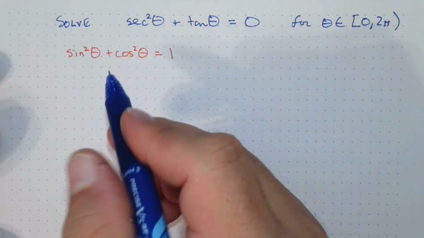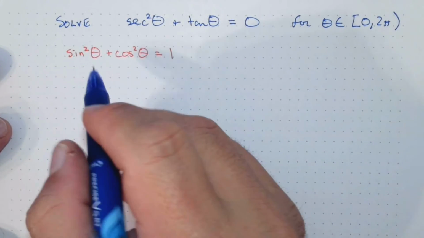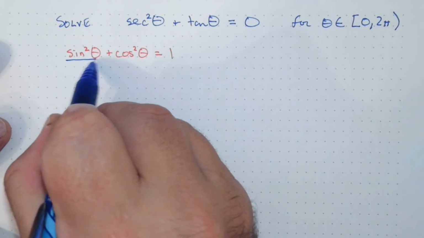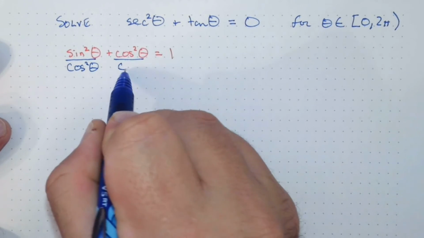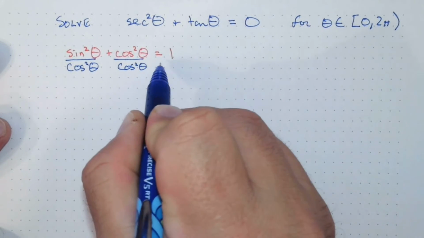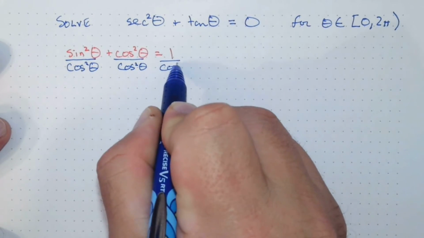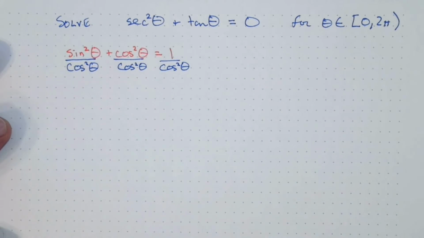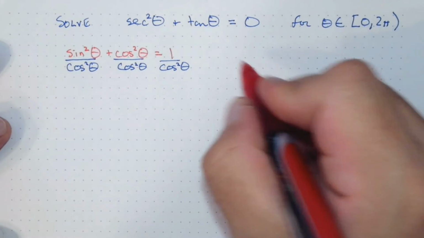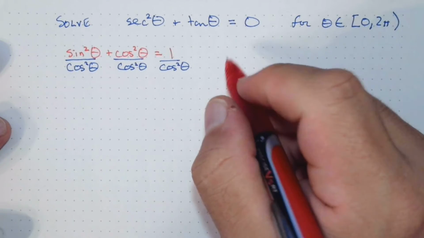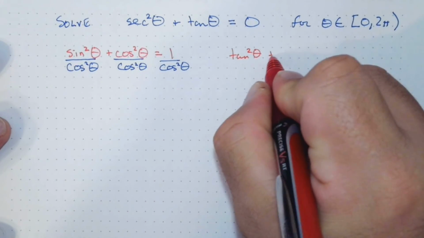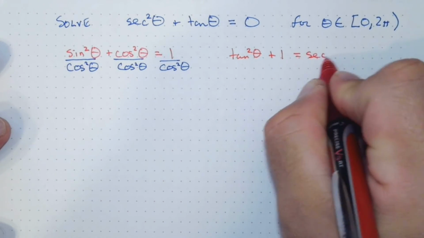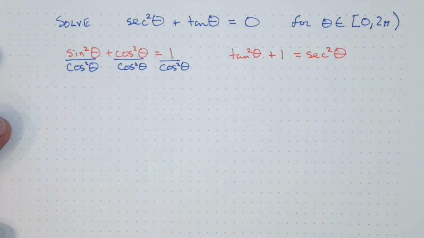Now look at what happens if I divide every term by cosine squared of theta. What that does is it provides me with another Pythagorean identity, which is that the tangent squared of theta plus 1 is going to be equal to the secant squared of theta.